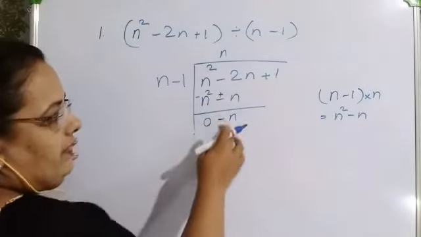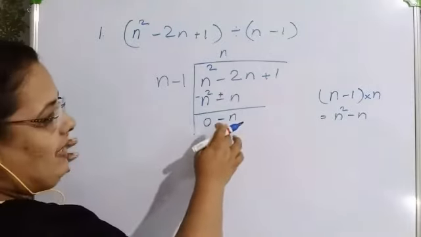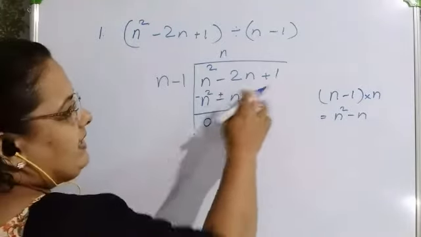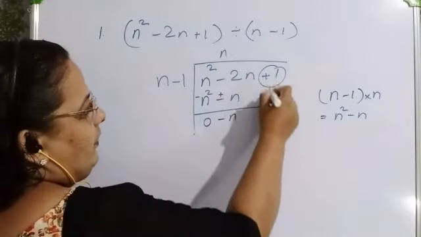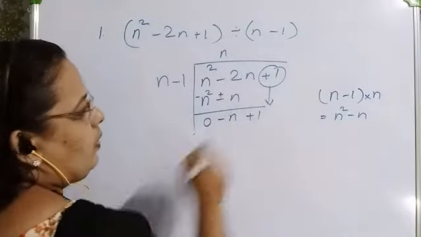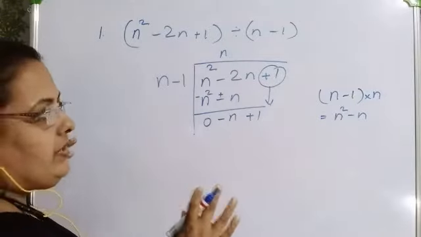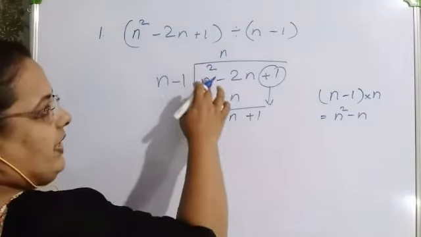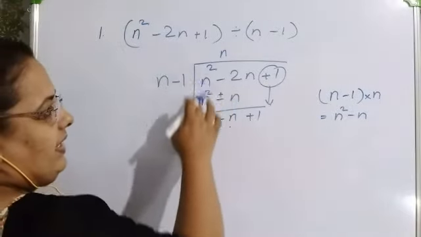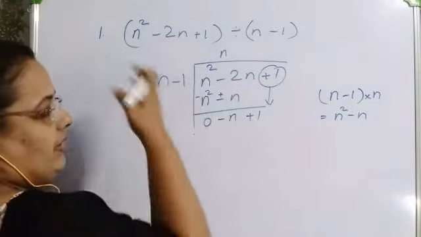Okay, so after subtracting, we got n minus n here. Now next, one more plus 1 is left there, so we will bring that down, that is plus 1. Till here understood? So n minus 1 we have to make it n square, so that when subtracting we can remove this n square.